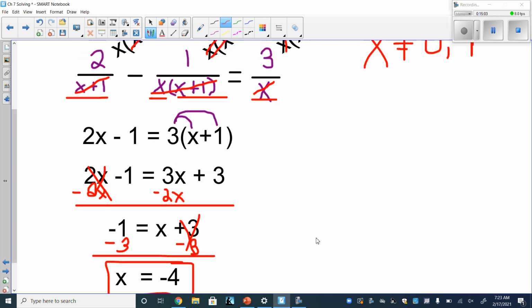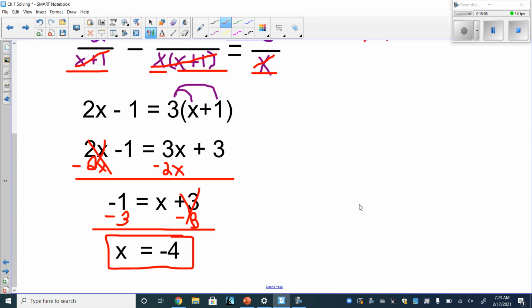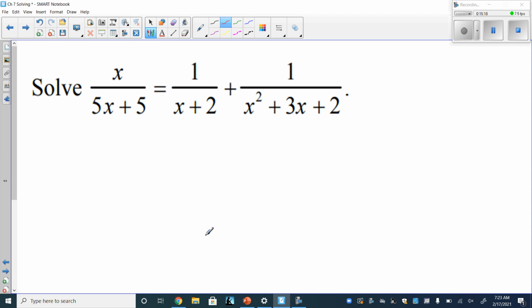And since -4 is not one of our restrictions, 0 or -1, this works and it is our solution. And that's all we have to do for this here. We have finished solving this one here. All right, we've got 2 left. We got this one and one more, and then we will be done for today.